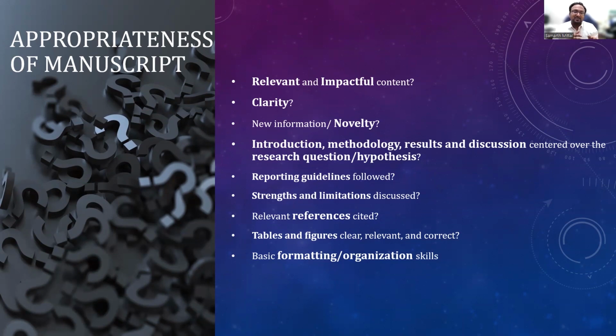Reporting guidelines such as PRISMA, STROBE, whether they are followed or not, depending on the type of the research question. Look at the strengths and limitations, whether they are discussed or not. See whether relevant references are cited in this manuscript, because many manuscripts may be written much earlier and sent to you at a later date, and they may miss the recent evidence on that topic. Look at the tables and figures, whether they're clear, relevant, and correct, and whether the data matches what is written in the main part of the manuscript. And basic formatting and organization of the manuscript should be as per the instructions to the authors for that particular journal.